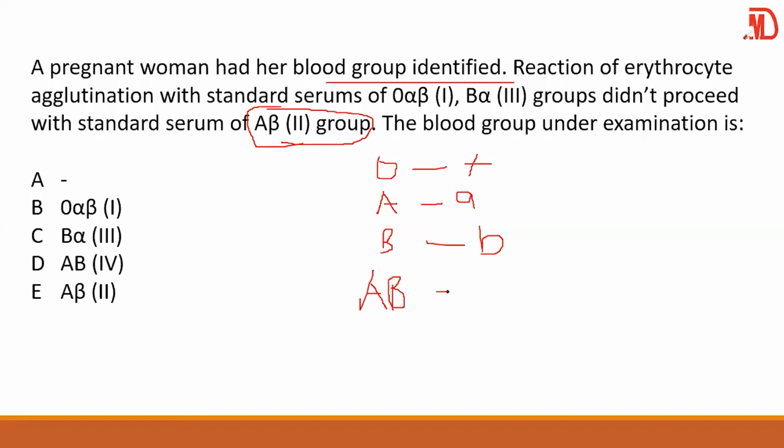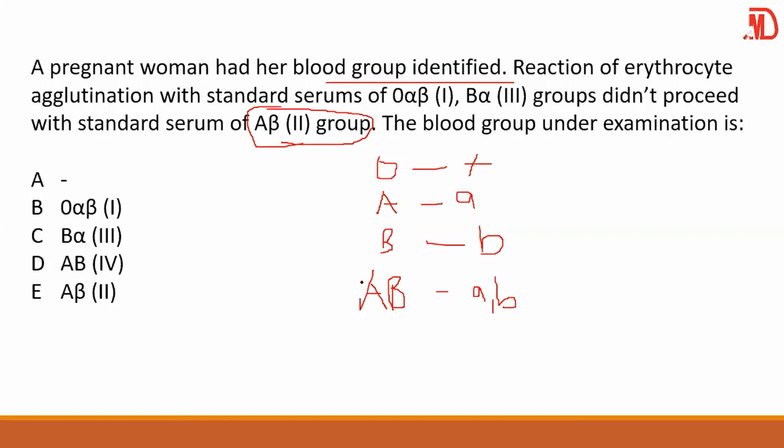Now with AB, what it means is that it has both antigen A and antigen B. Therefore, it will agglutinate with all the blood groups. That means you cannot give AB to any of these. So take note of that. Basically, that is what this whole thing means.